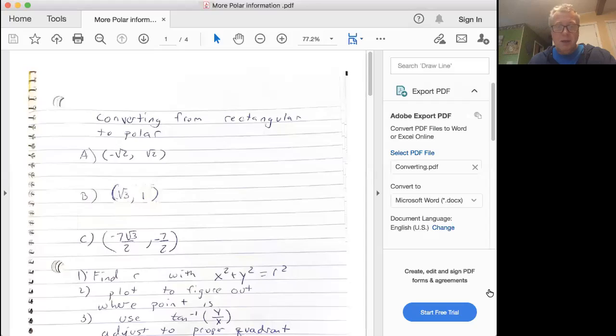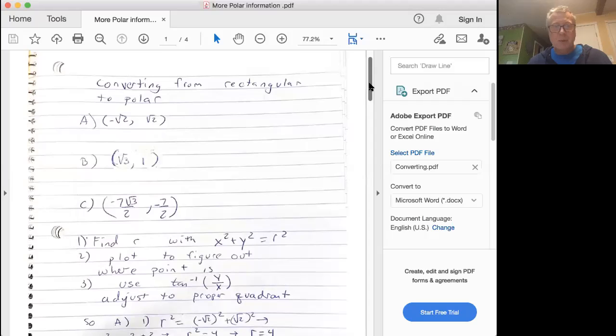I'm going to send this out to you. This is some more examples of things that we've been doing. Okay, so this would be questions from section 8.1, 8.2, section 8.1a, 8.1b, and 8.1c.